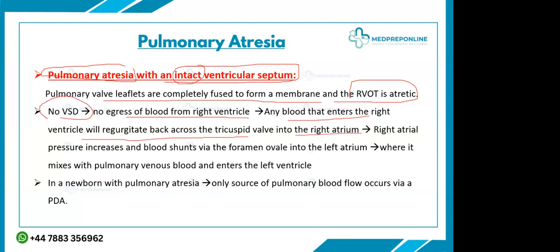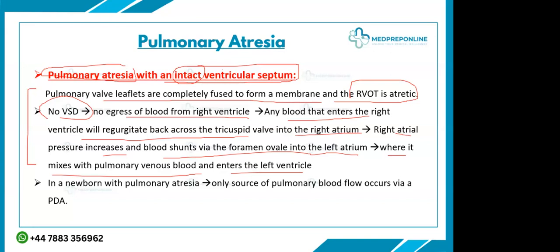Right atrial pressure will increase, obviously, and the blood will shunt via the foramen ovale into the left atrium, where it mixes with the pulmonary venous blood and enters the left ventricle. So what is going to happen? It's going to cause cyanosis. There is no outflow tract. There is no blood flow to the pulmonary artery, as the pulmonary valve is atretic.